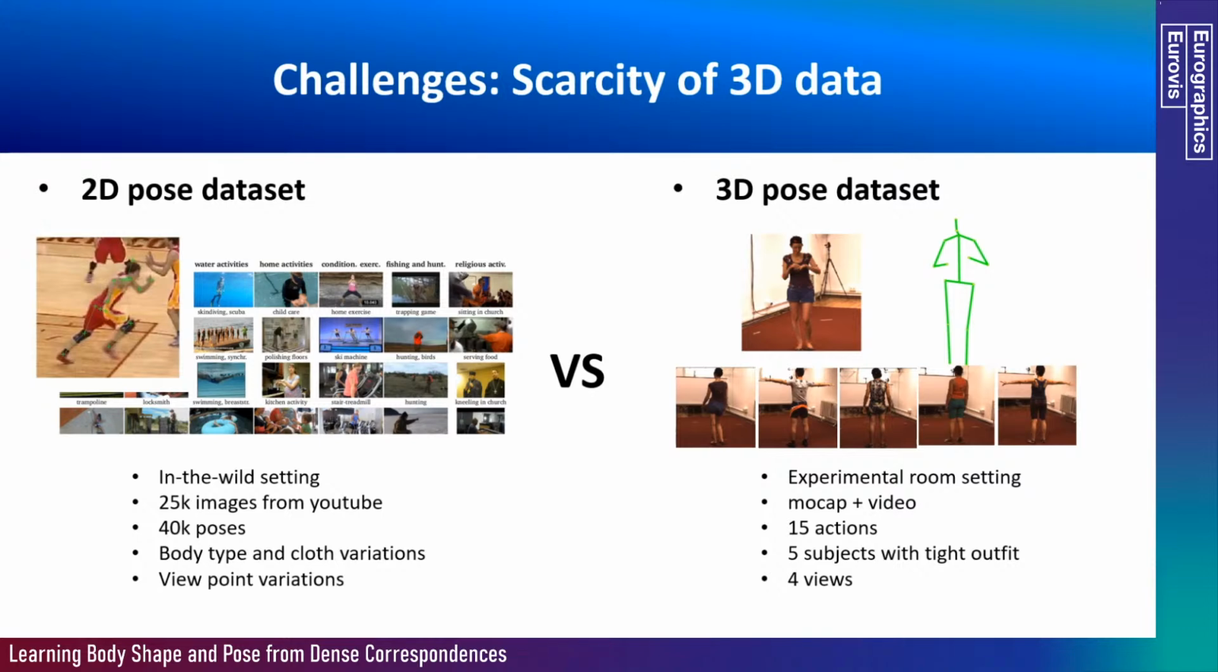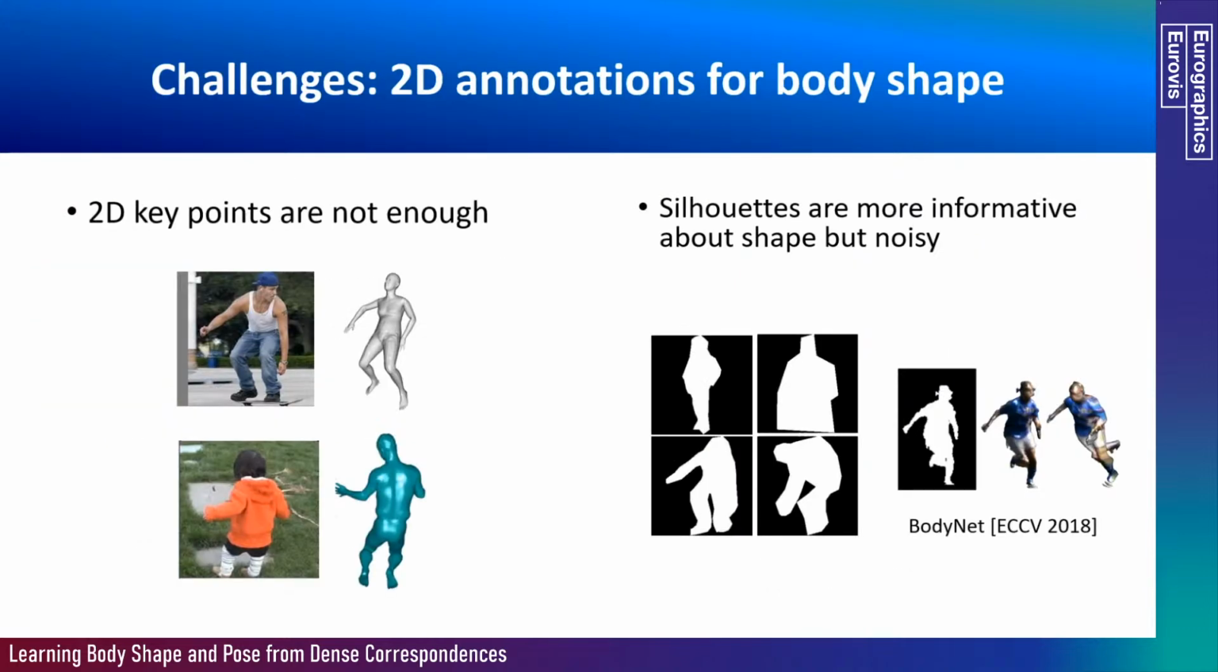It is difficult to learn a robust 3D pose estimation model that generalizes well to unknown scenes and environments using only 3D dataset. In general, 3D dataset contains less variations for being used in body shape learning. Body shape can be learned from 2D annotations, which contain body shape information, but supervising with 2D key points is not enough. Silhouettes are more informative about the shape, but are in general very noisy.